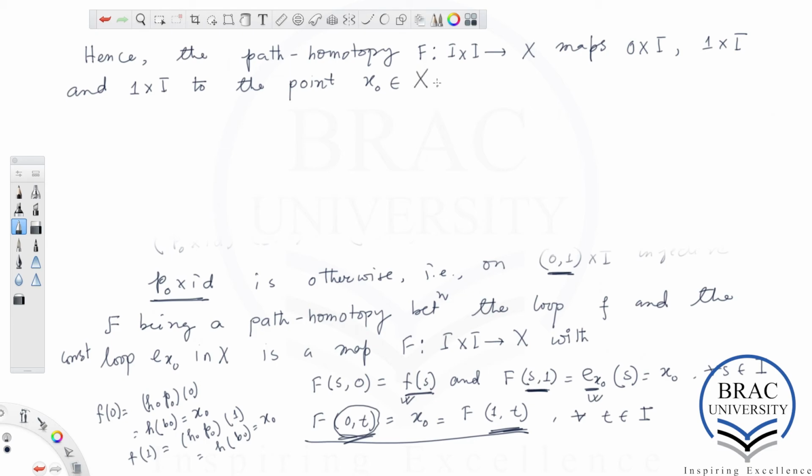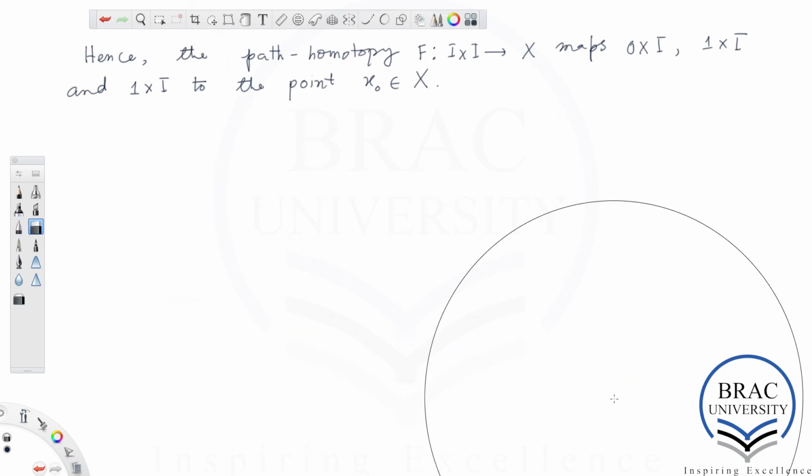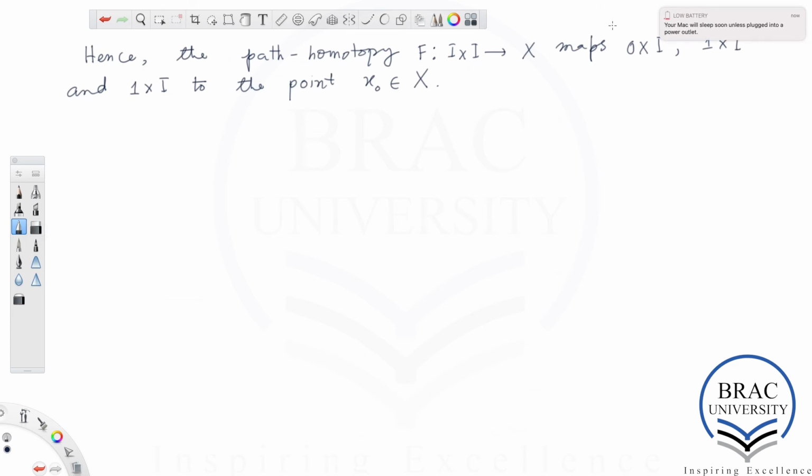Okay, at this point we need a figure, a commutative diagram. Again, we are going to embed everything in the framework of theorem 2. So we have this topological space. I'm running out of charge, so let me connect my charger to my laptop.